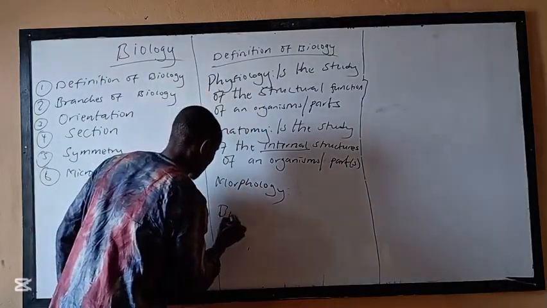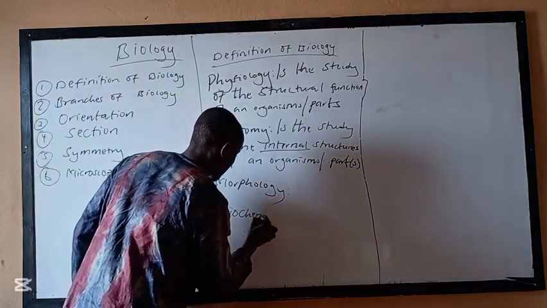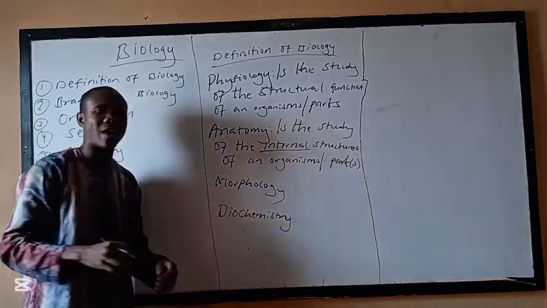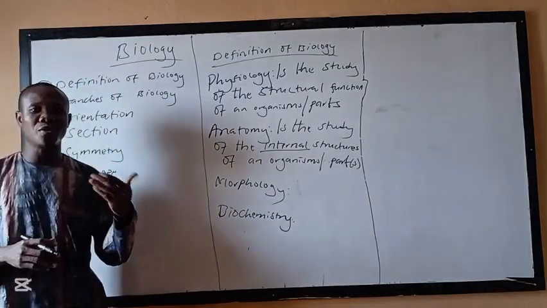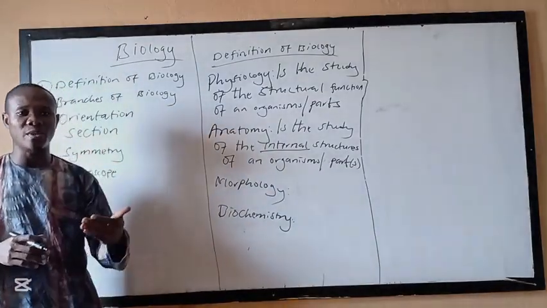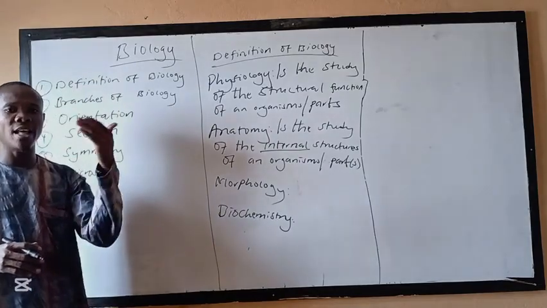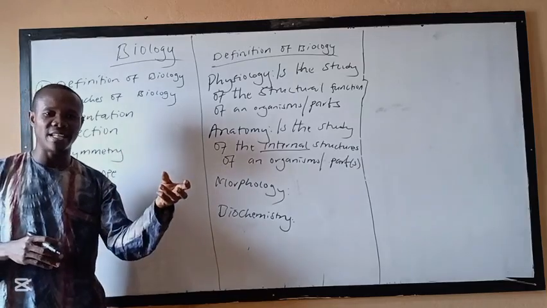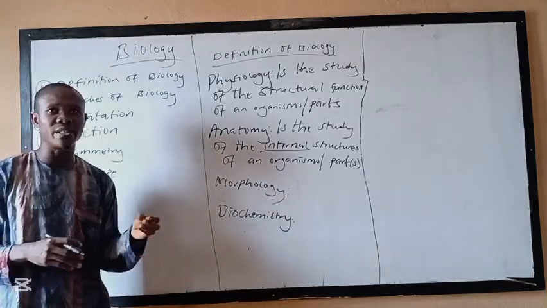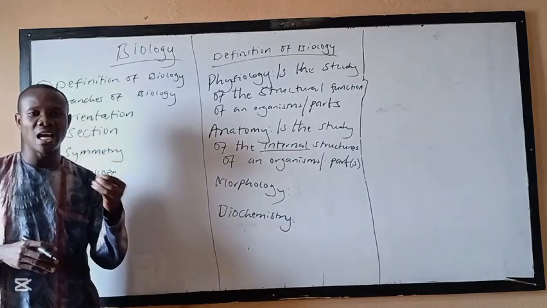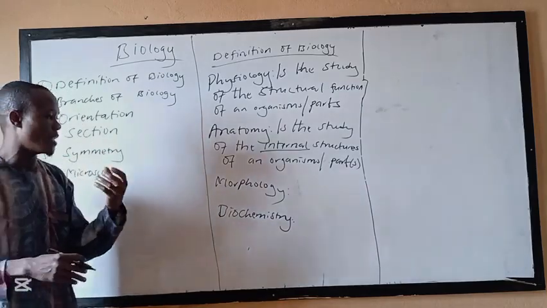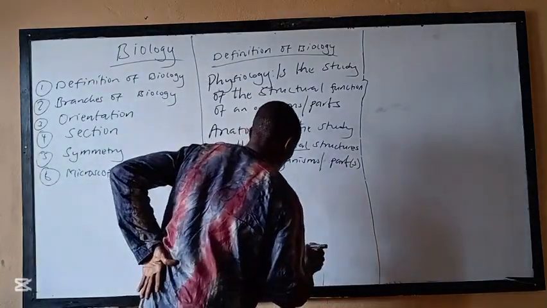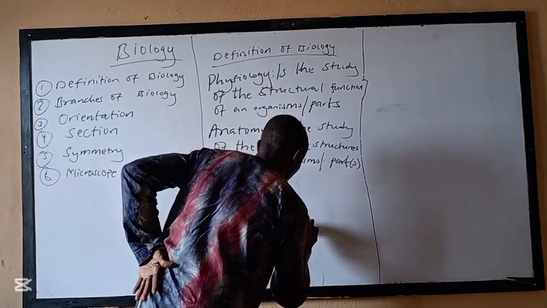Let's talk about biochemistry. You know, chemistry is talking about what? Interaction. So you talk about what? The chemical processes that occur in living organisms. The food we take in, how they are being digested is part of this biochemistry. The medicine we take in, how they interact with the body. So it is the study of the chemical processes that occur in a living organism.